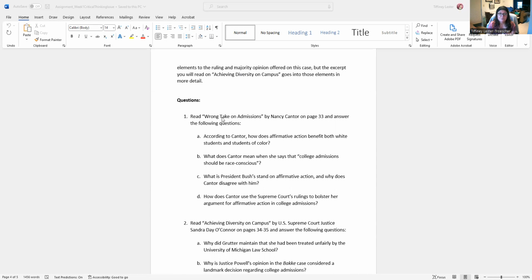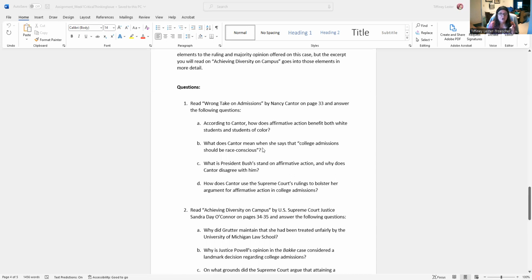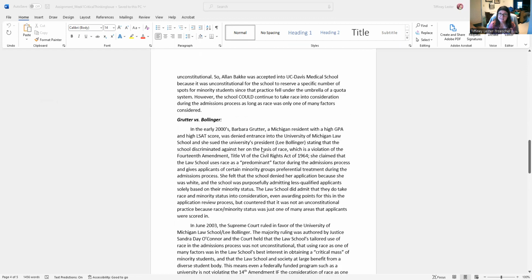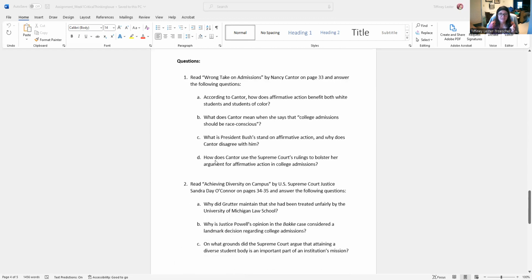But what you're actually going to do for this assignment, under question one: first, read Wrong Take on Admissions by Nancy Cantor on page 33 and answer these 4 questions. According to Cantor, how does affirmative action benefit both white students and students of color? According to Cantor, what does she mean when she says that college admission should be race conscious? Again, that's going to refer back up here to the Bakke case and what Justice Powell said.